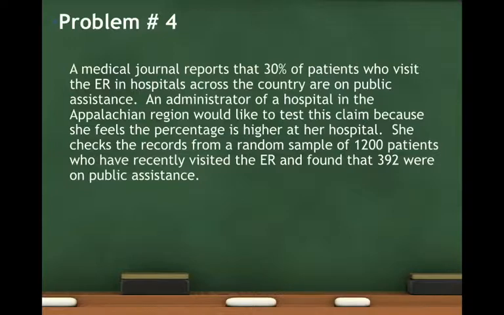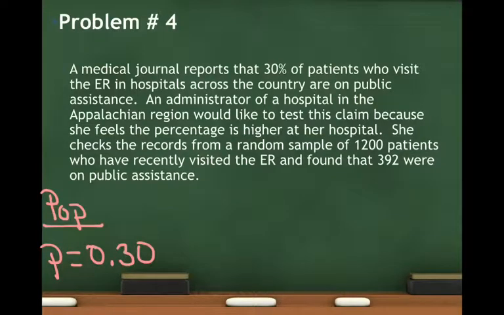And so again, let's just look at what we have here. Let's look at our population. What is the claim that this journal is reporting for the patients who visit ERs that are on public assistance? Their claim is that it's 30%. And so our population proportion is going to be 0.30.